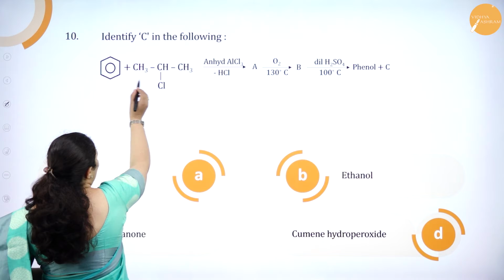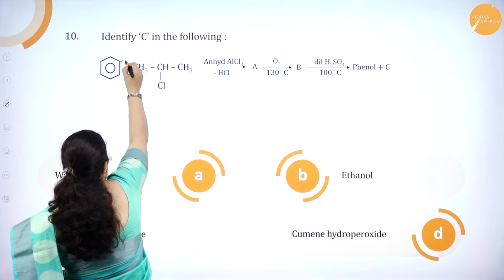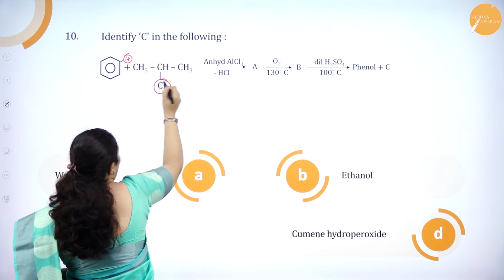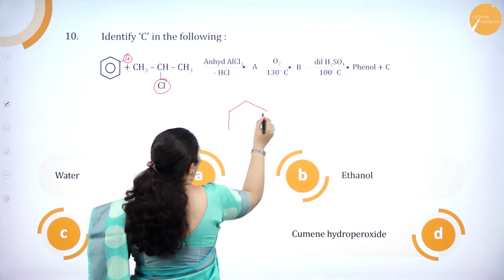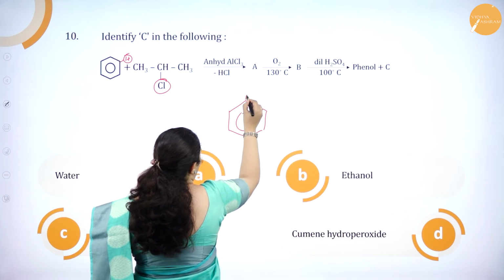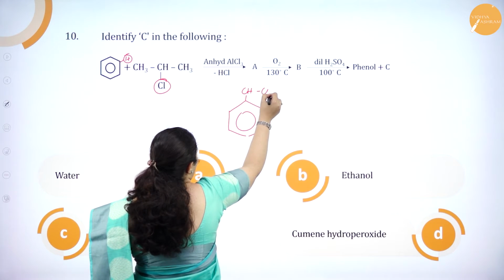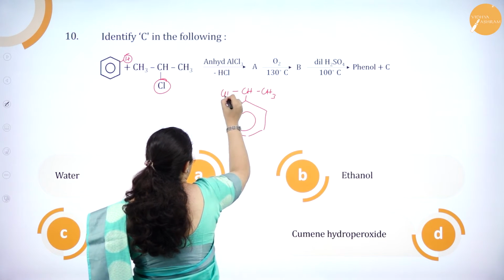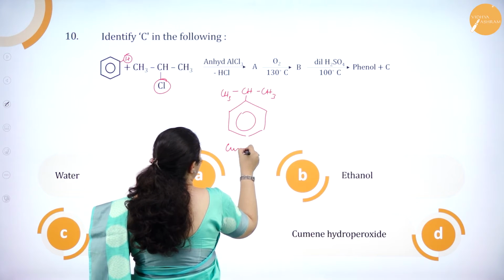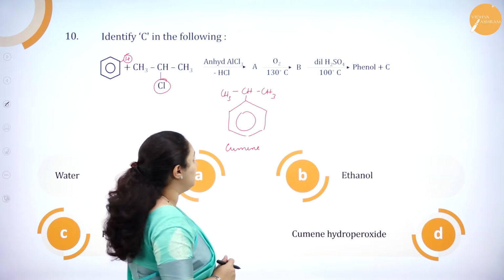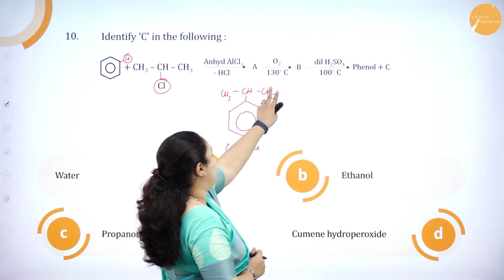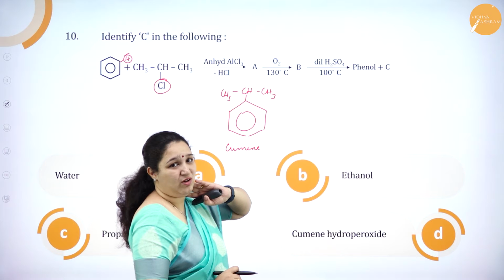Benzene with Cl CH3. Here one hydrogen will be there. This with Cl will be removed, HCl, and this carbon atom will get attached here. So on the benzene ring, you are going to get CH, CH3, CH3. This is nothing but cumene. Correct? Isopropyl benzene, cumene. Cumene is used in the preparation of phenol.